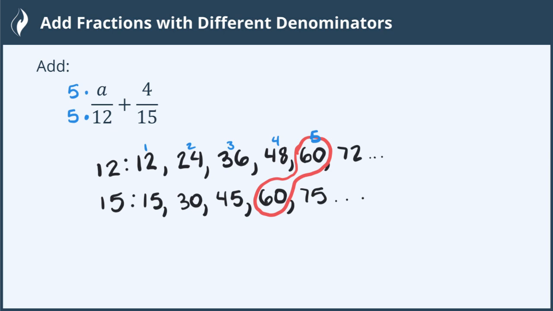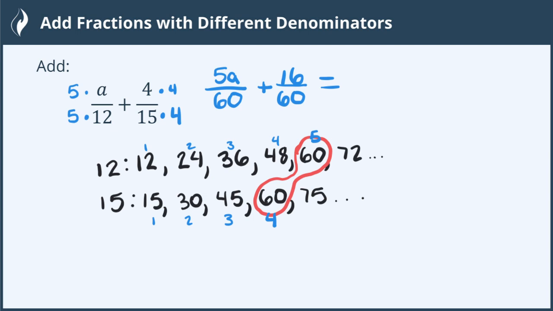So 5 times a is just 5a, and I'll rewrite it over here. I already know 5 times 12 is 60. I will be adding the other fraction once I have converted it to the same common denominator. The 15 I know is multiplied by 4 to get 60, so I need to multiply the numerator and the denominator by 4, and that will give me my 60 on the bottom. 15 times 4 is 60, and 4 times 4 is 16.